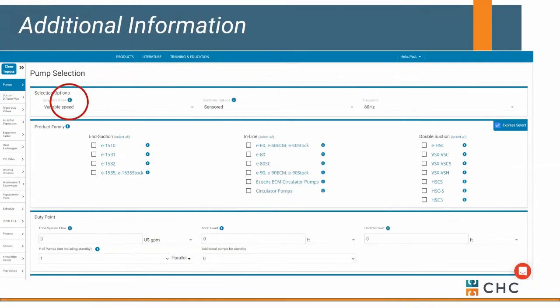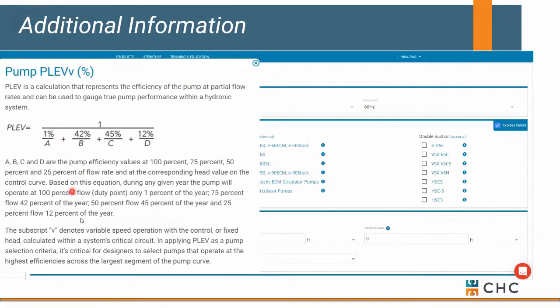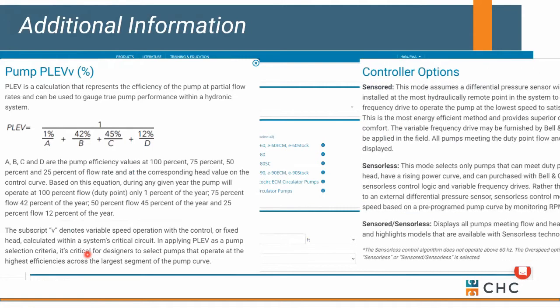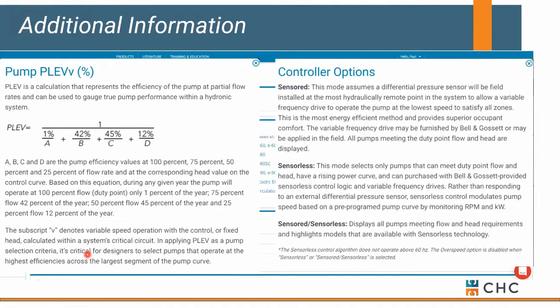The other thing to note, you'll see a lot of these little blue eyes on the windows. Every one of these eyes is an information button. If you click on that, depending on what screen you're at or what eye you're selecting, you may get some really detailed information back. If you're curious what pump PLEV means, part load efficiency values, this is how they calculate it. And if you're curious about sensored versus sensorless, there's definitions for that as well.